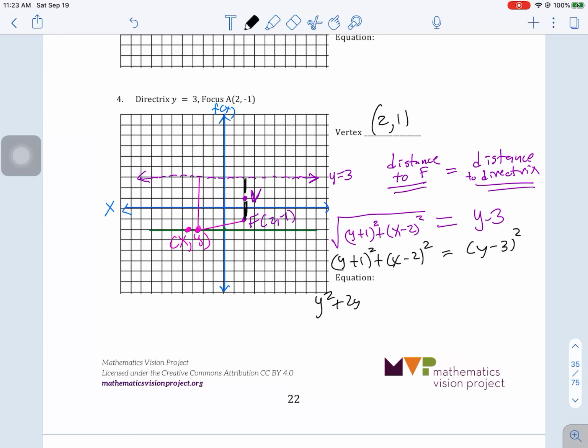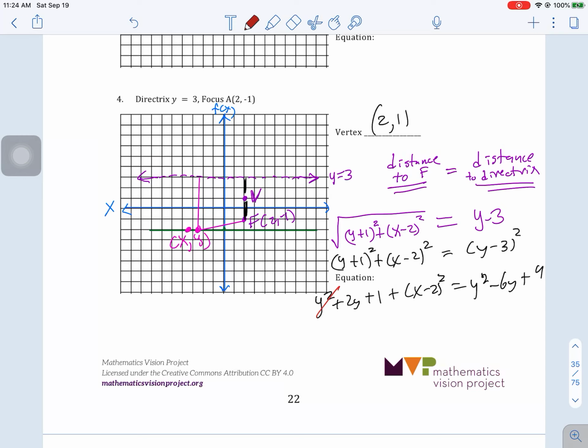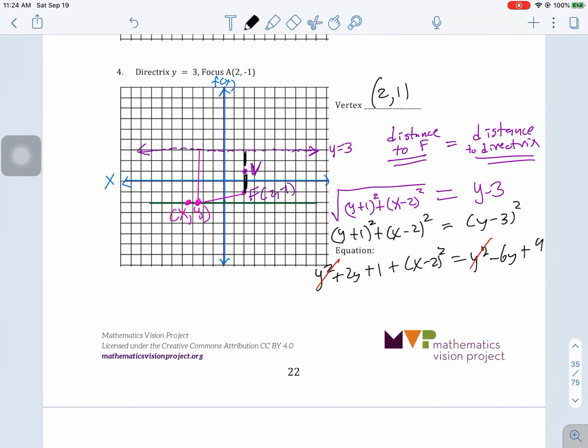Okay, I'm only going to expand the y term. Y squared plus 2y plus 1 plus x minus 2 squared is equal to y squared minus 6y plus 9. Good news, we can get rid of the y squared term. So now we can write it in an equation, and let's go ahead and do that. So over here I've got 2y plus 1 plus x minus 2 squared, and over here I've got negative 6y plus 9. I'm going to add 6y to both sides.